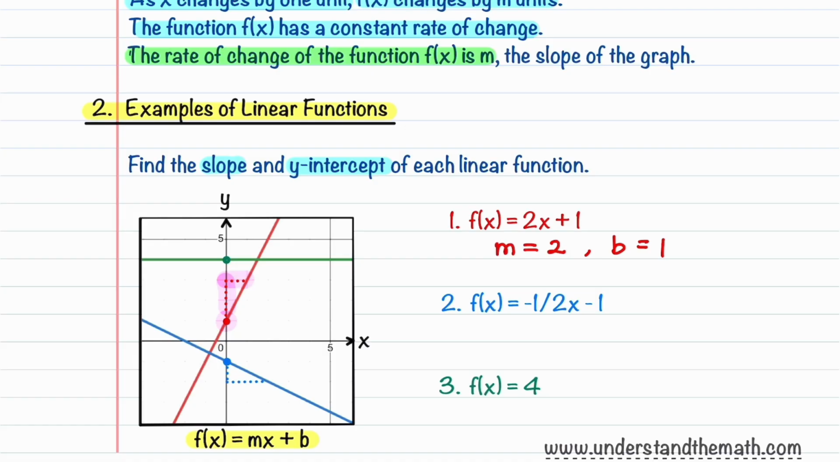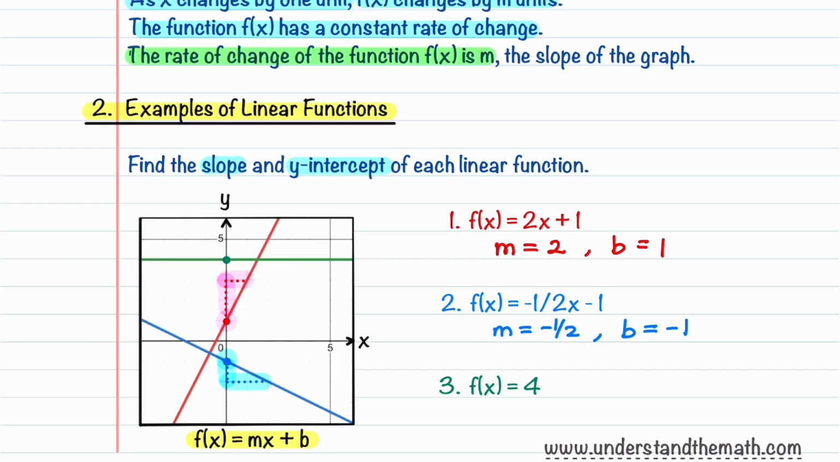Let's now look at our second example, the one that's in blue. For this example, our slope is equal to minus 1/2, and our y-intercept is equal to negative 1. And if we look back at our graph, we can see that our intercept is where y is equal to negative 1, and then our slope is the change in y, which is down 1, divided by the change in x, which is to the right 2. So it's minus 1 divided by 2.